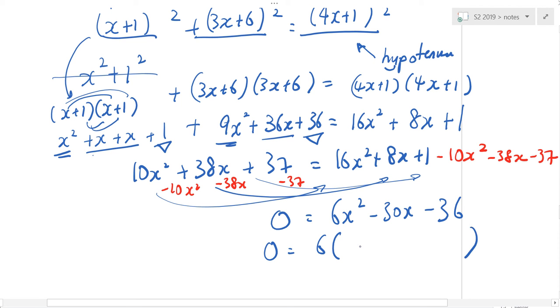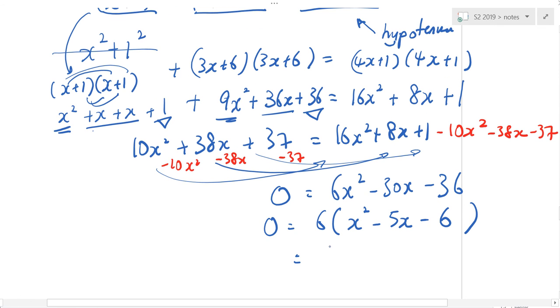And what is left inside the bracket? x squared minus 5x minus 6. Challenge. Are you able to then make it into a 2 bracket? Can you try the cross method now? Can you try choosing your bracket?